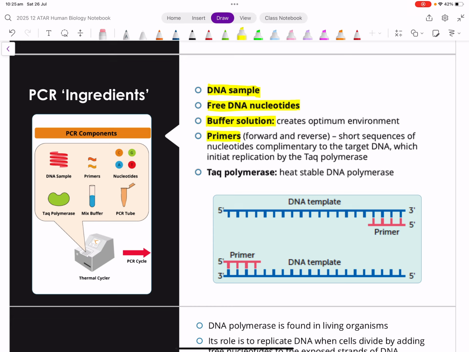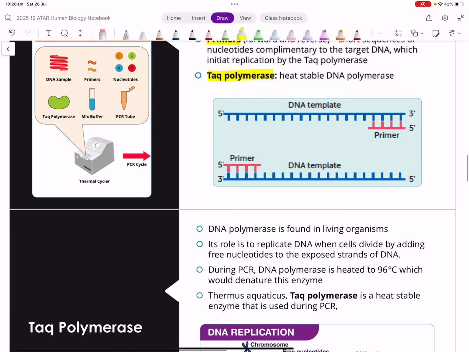Fourth, we need some primers. We need both forward and reverse primers. What these do is give the DNA and the free nucleotides a place to start, and assist Taq polymerase, which we'll talk about in a second, to initiate that DNA replication process. Finally, we have a polymerase, and the one that we use in this particular instance is Taq polymerase. Taq stands for Thermus aquaticus, and it's a heat-stable DNA polymerase, meaning it won't denature when we increase the temperature during the PCR process.